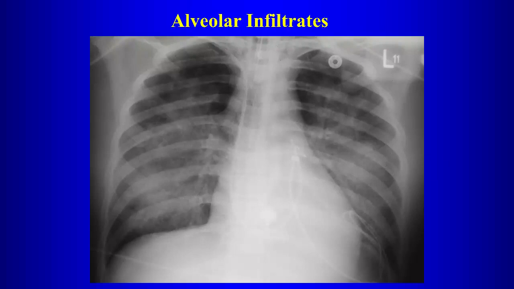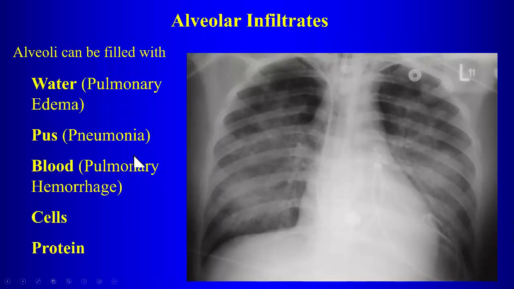Well, you read X-rays on pneumonias every day, right? So that would be what? Pus. So pulmonary edema is the most common. If the air spaces are filled with pus, we call that pneumonia. With blood, we call it pulmonary hemorrhage. Air spaces can also be filled with cells. That can give you airspace disease.